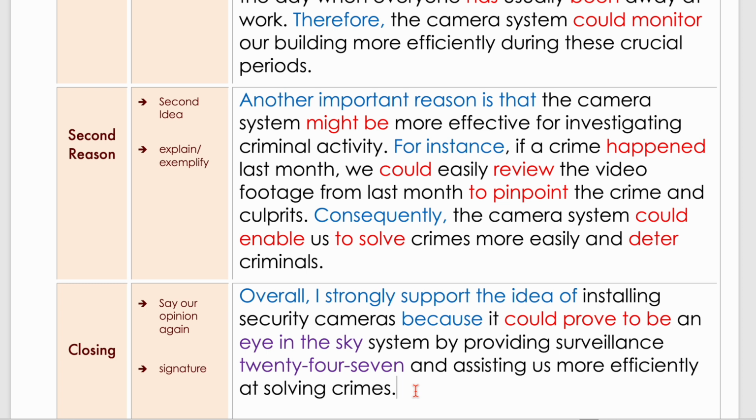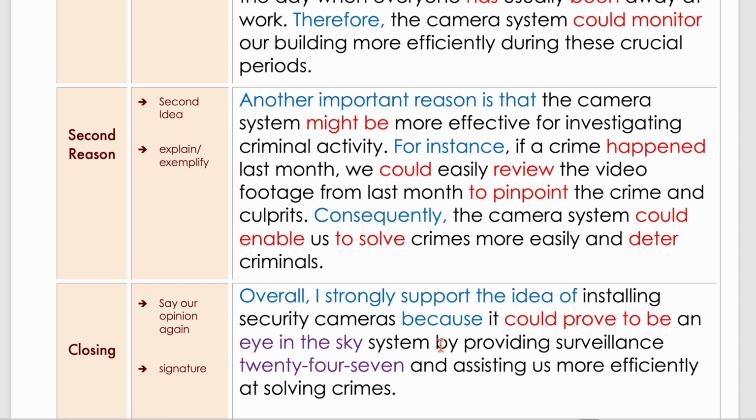Overall, I strongly support the idea of installing security cameras because, weak, it could prove to be an eye in the sky system. Wow. Very strong here. An eye in the sky system. That means, well, it means someone watching, like God watching. That's what an eye in the sky system is, and that is used usually to describe some way to protect or secure. So it fits very well here.